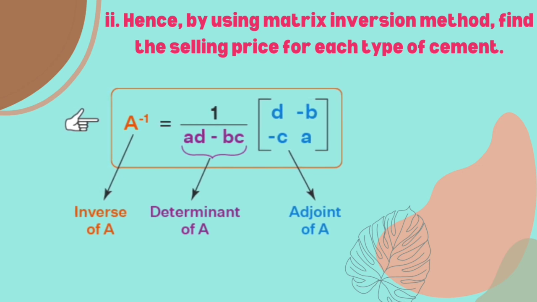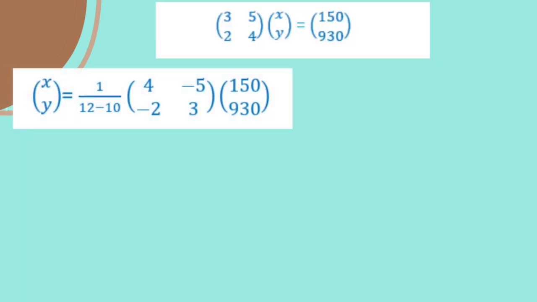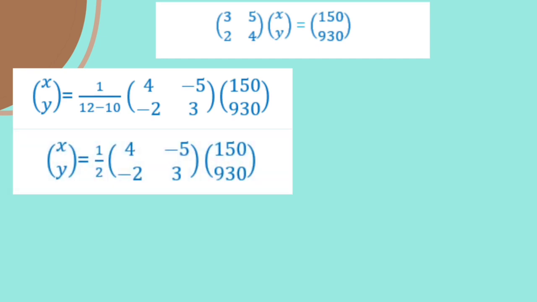So, this is the formula for the inversion method. From the formula, we write [X; Y] equals 1 over (12 minus 10) times the matrix [4, negative 5; negative 2, 3] times [150; 930]. It will be 1 over 2 times [4, negative 5; negative 2, 3] times [150; 930].